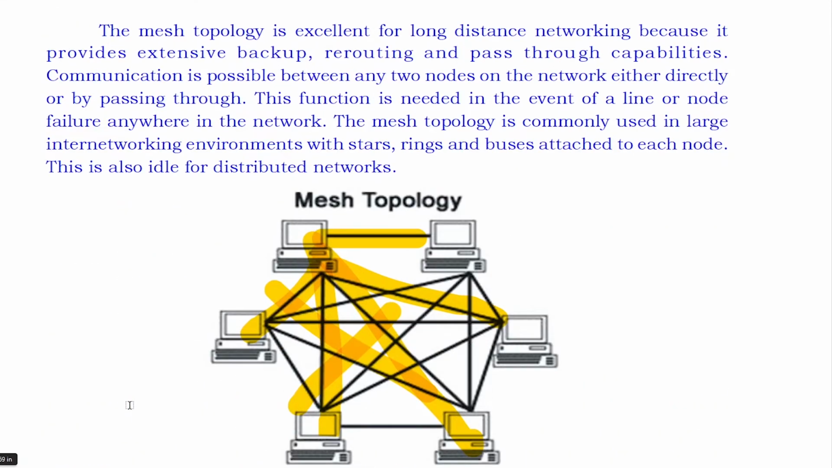And as I told, the advantage of this type of network is that data is secured, data is safe, there is backup. Anyhow the data will be sent from one computer to the other computer, whether there is a cable problem or the other computers in the network have failed, no problem. We have multiple options, many ways of reaching from source to destination.